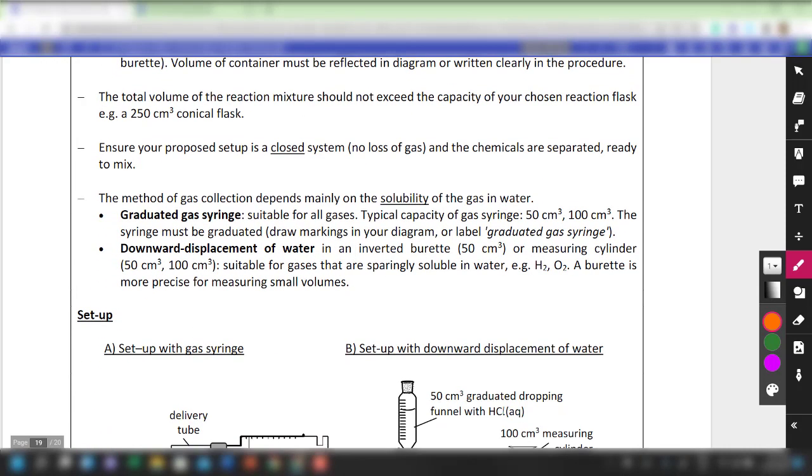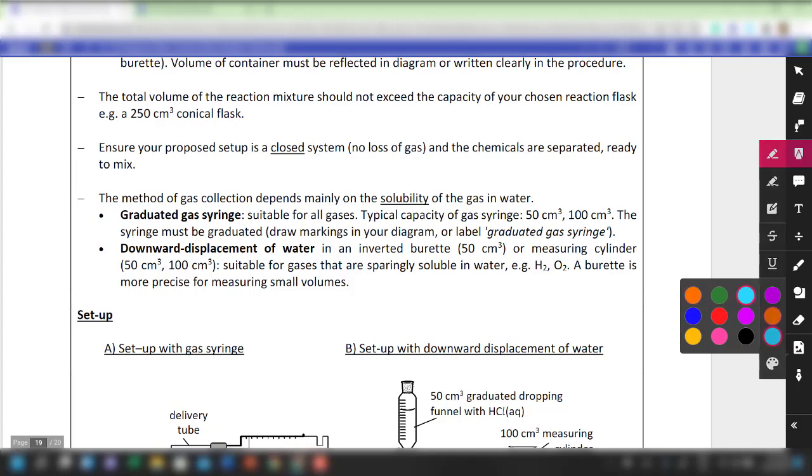But just one little thing you might want to take note of is that if you really need to collect your gas, make sure you indicate to the examiner that you are using a graduated gas syringe, because if your gas syringe is not graduated, then we don't know how you are going to read off the volume of the gases. Okay, so that's important.